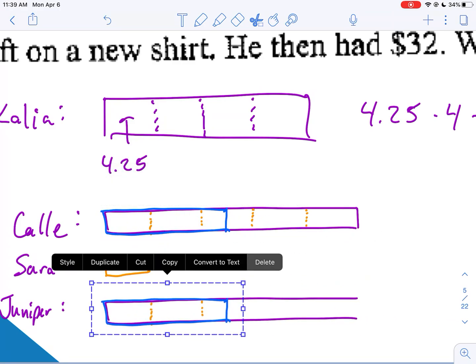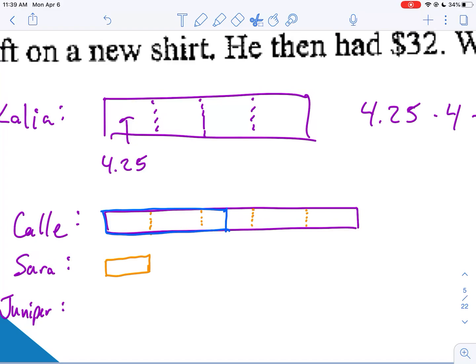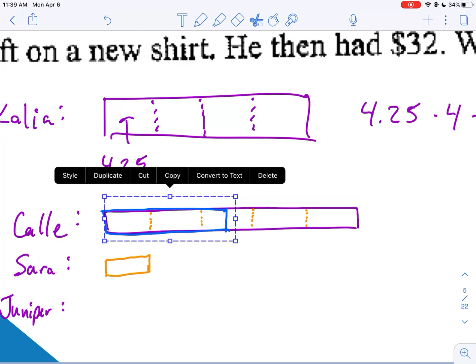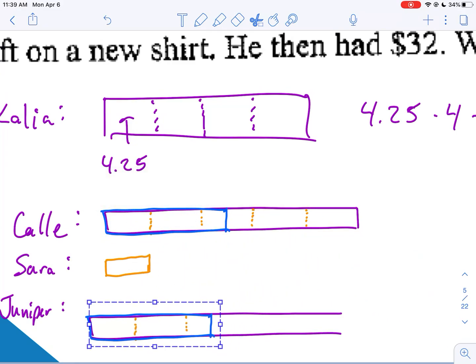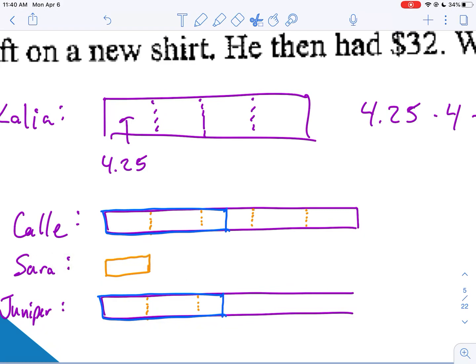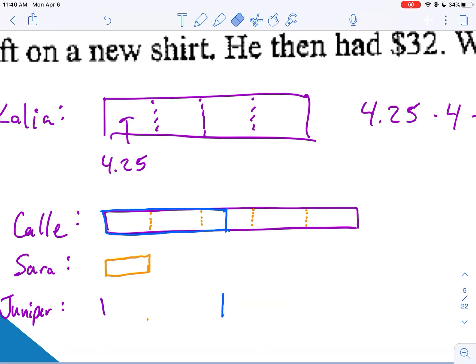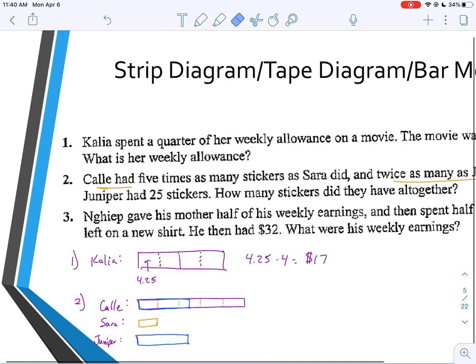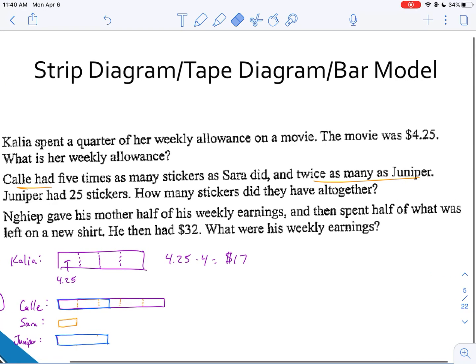I'm going to copy this. And then erase the stuff I don't want. Alright, so that's Juniper.